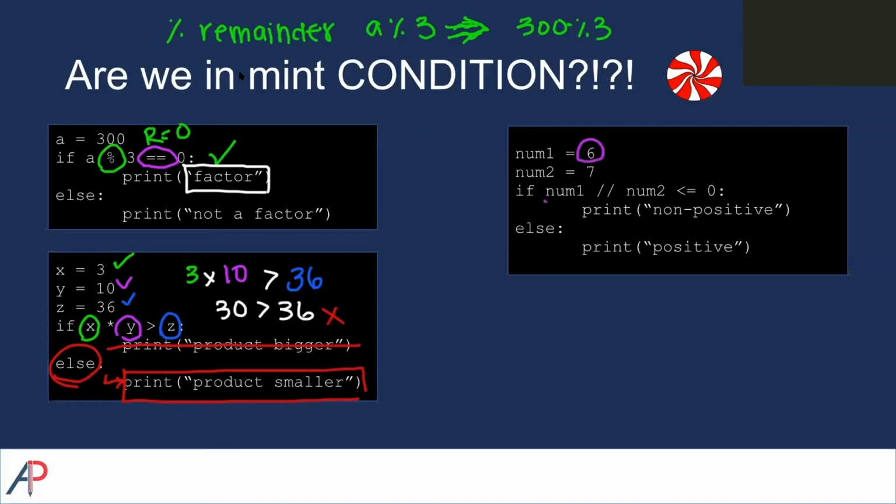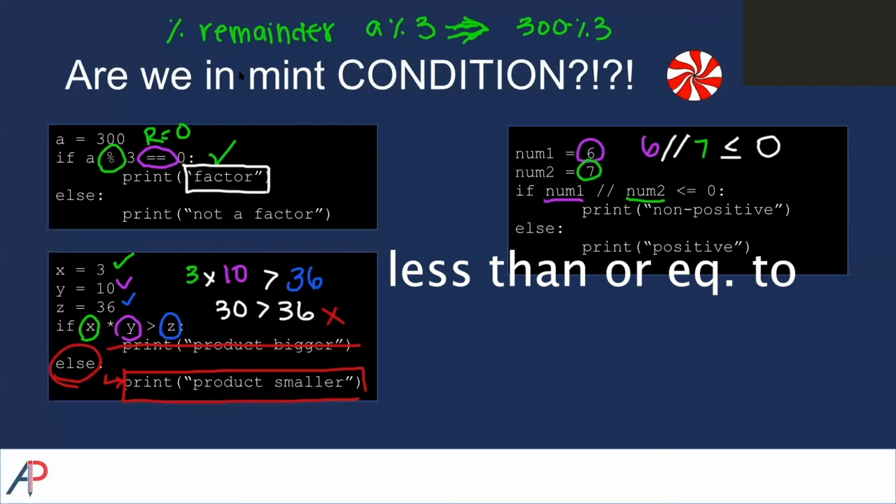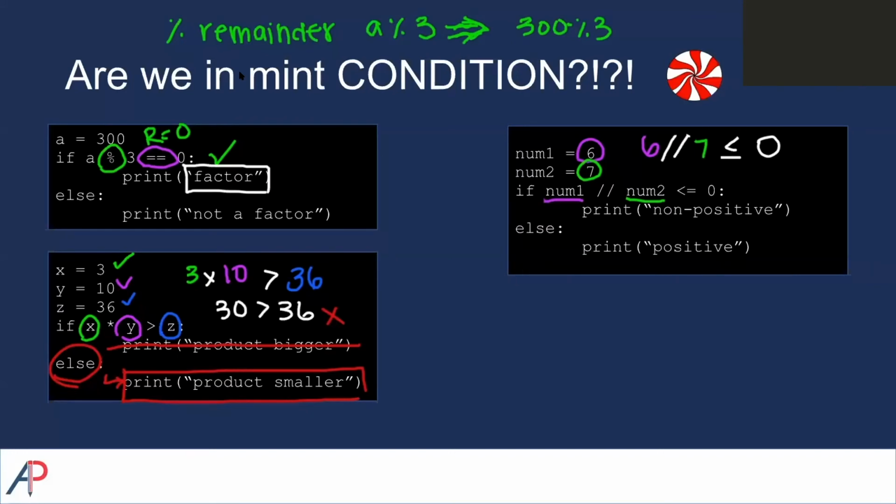So taking a look, num1 is 6, num2 is 7. So when we do 6 floor division 7, and we compare it with 0, so I'm using the less than or equal to sign, like the one that you guys normally use in math. That's the same exact thing as this one here, just a little reminder.